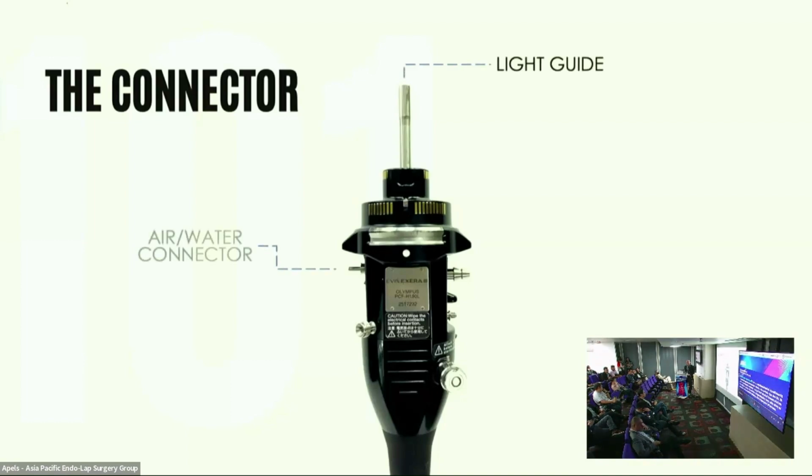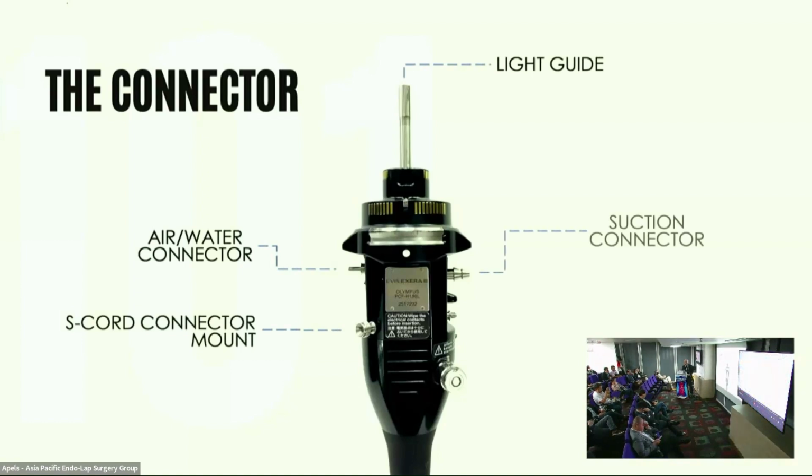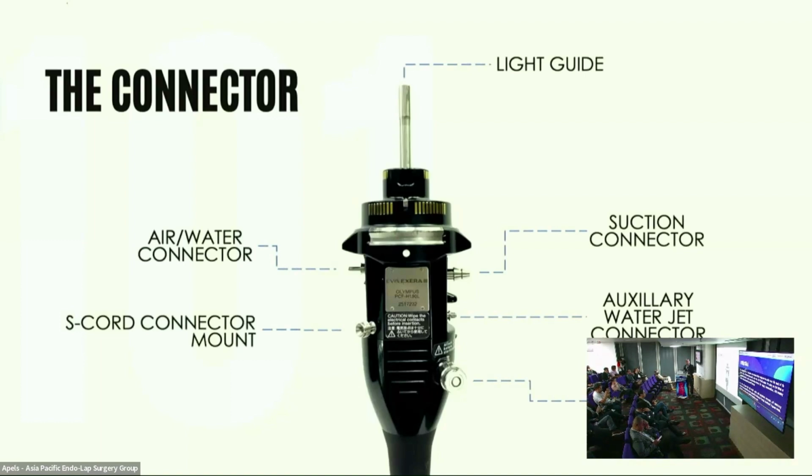So it's divided into light guide, our air water connector, S-cord connector. This is for the cautery, but we seldom use that. Suction connector, auxiliary water jet, and the venting connector.